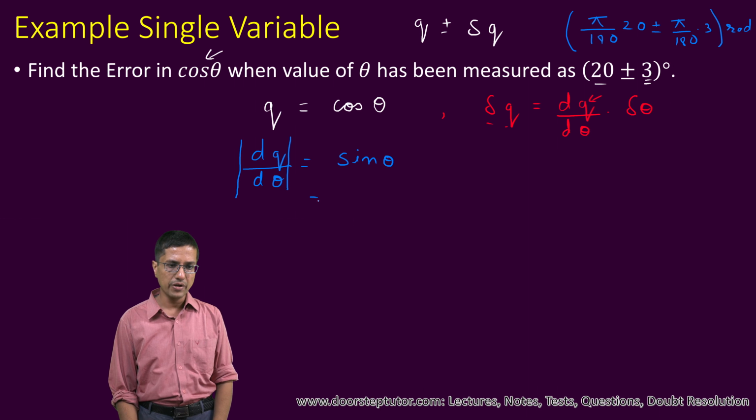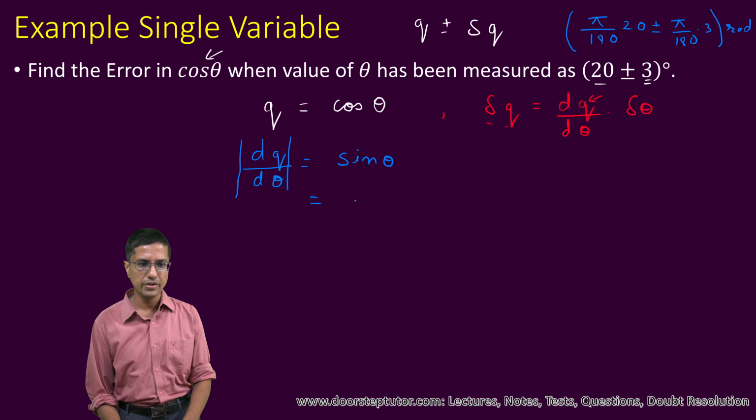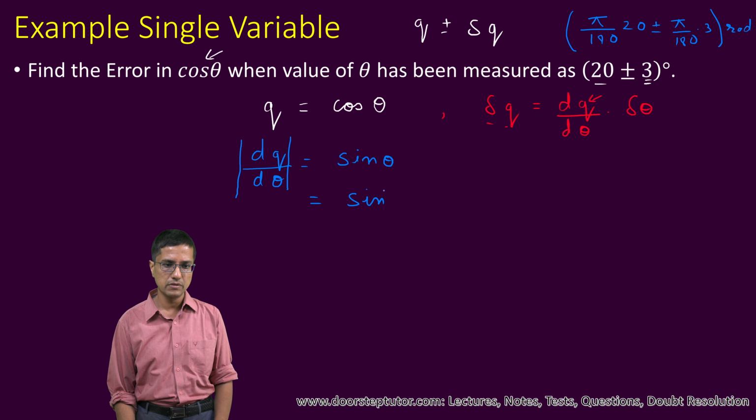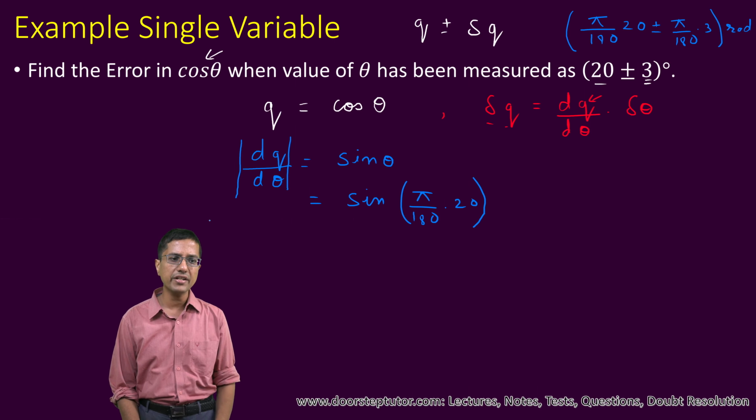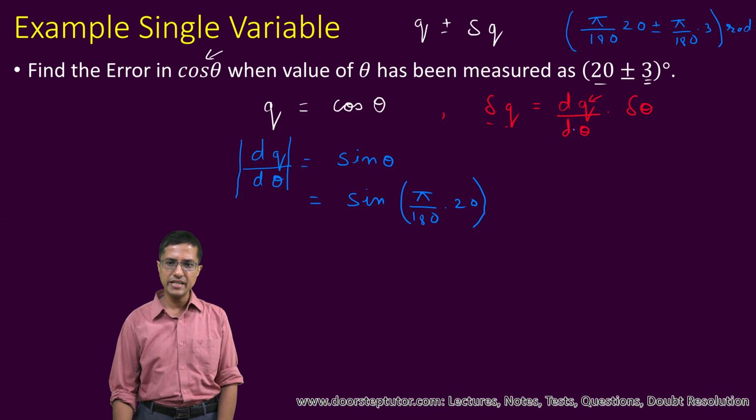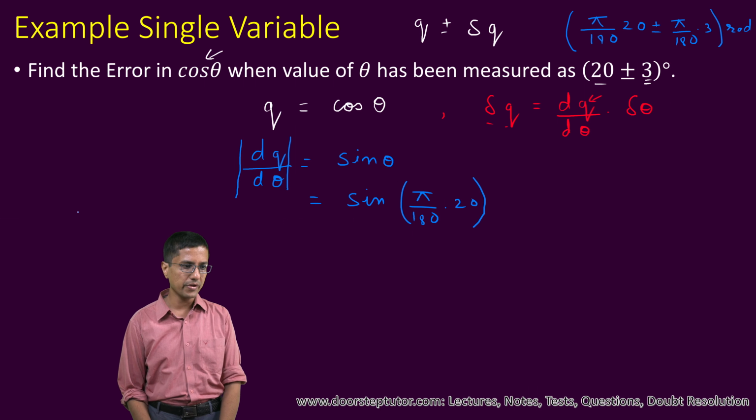So that comes out to be very, very simple. And now if we plug this in, what do we get? Sine of pi by 180 into 20. Okay, so that is my theta. Not very difficult, but of course we are not interested in this. We are interested in delta q. So we will write that complete thing right here.